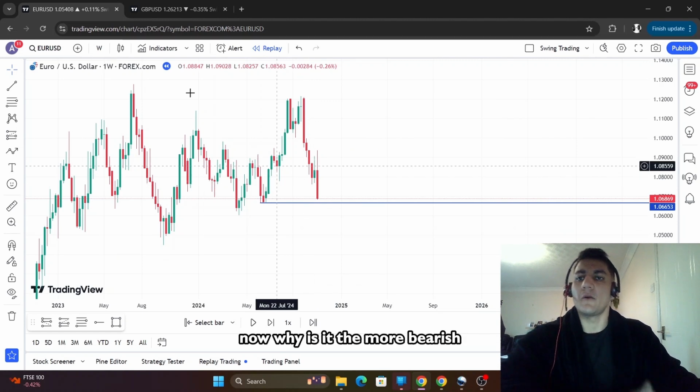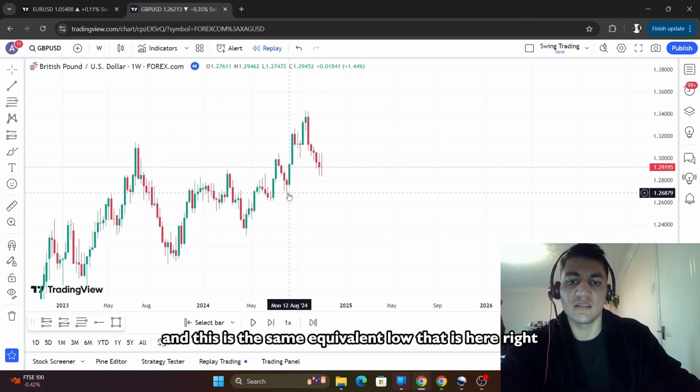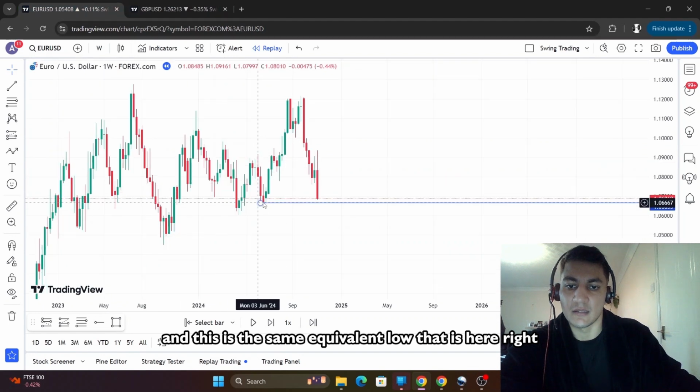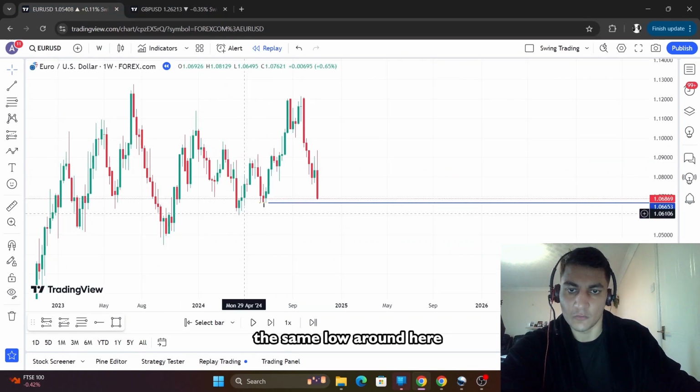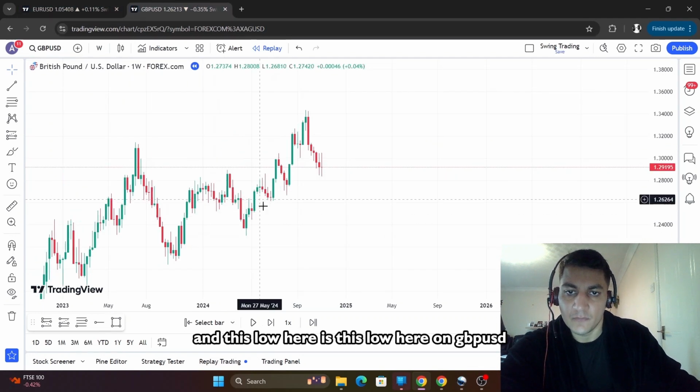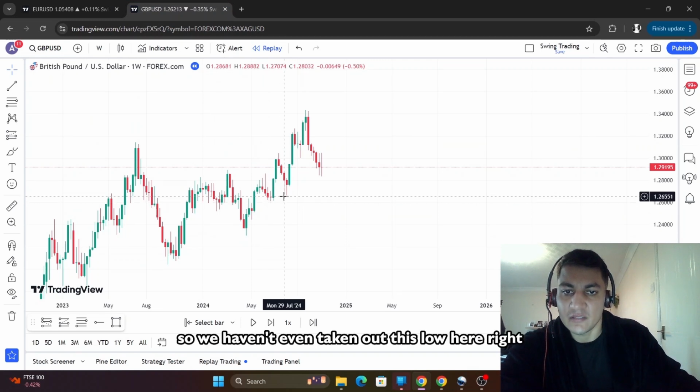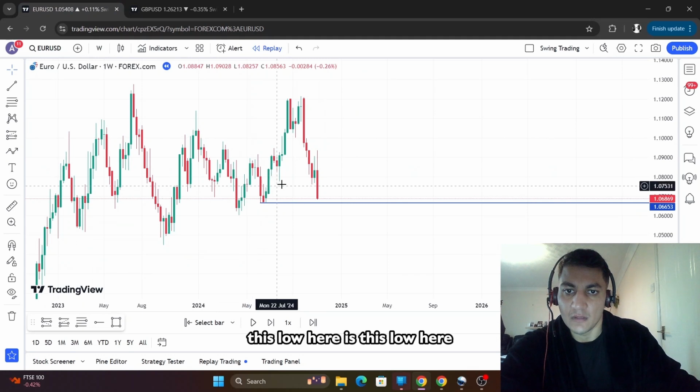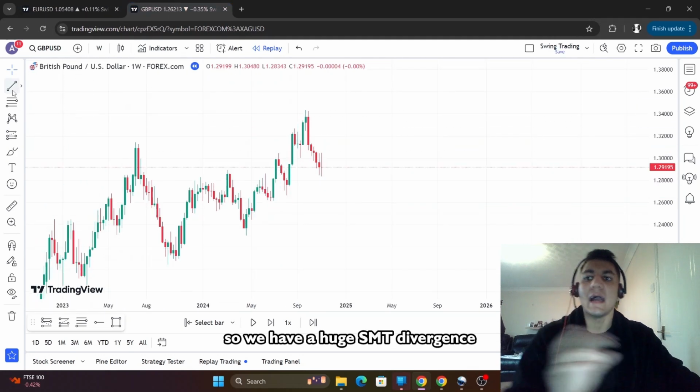Now, why is it the more bearish? Let's go look at GBP USD, and this is the same equivalent low that is here. The same low around here. And this low here is this low here on GBP USD. So we haven't even taken out this low here. This low here is this low here. So we have a huge SMT divergence.